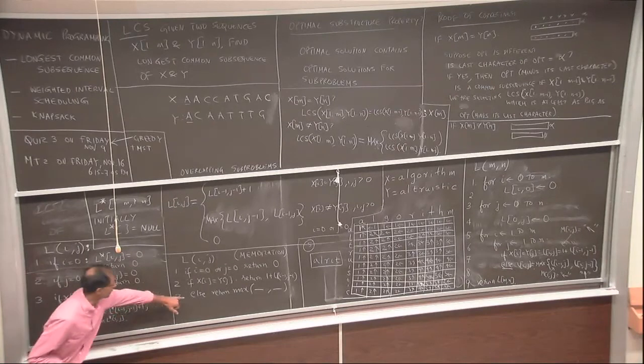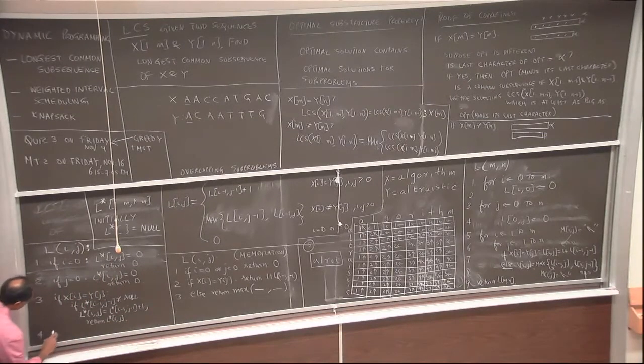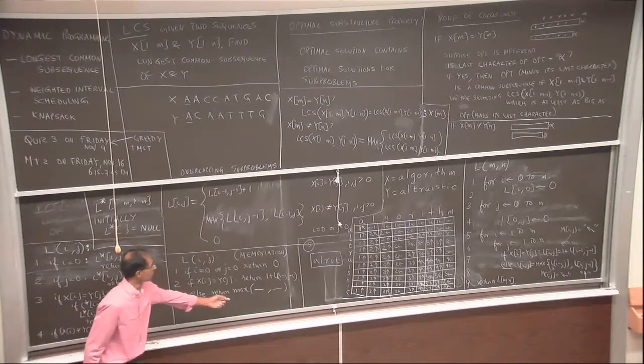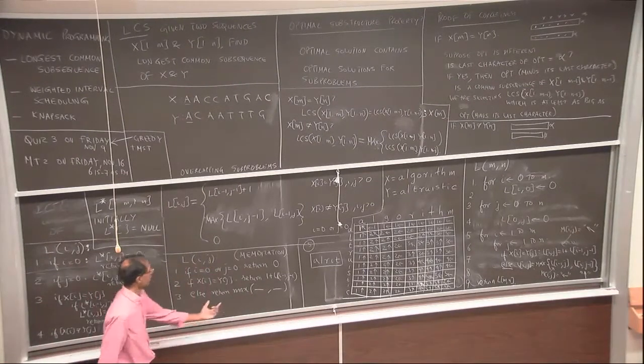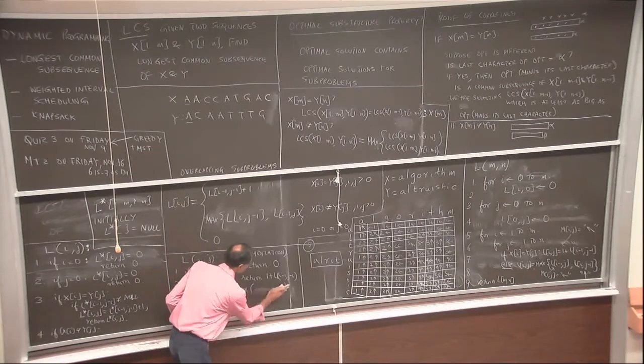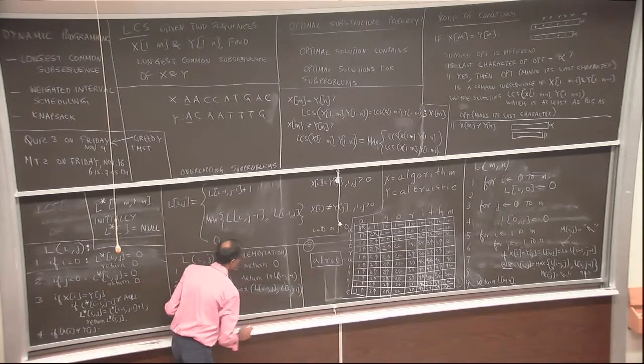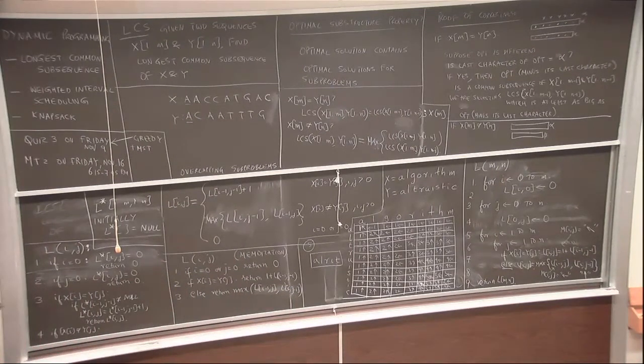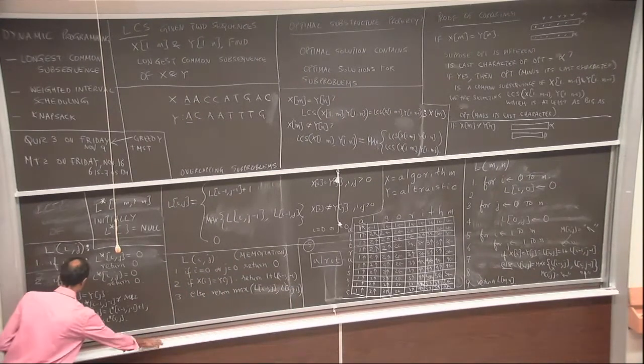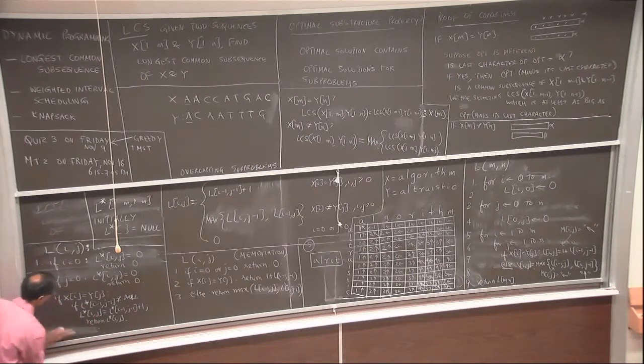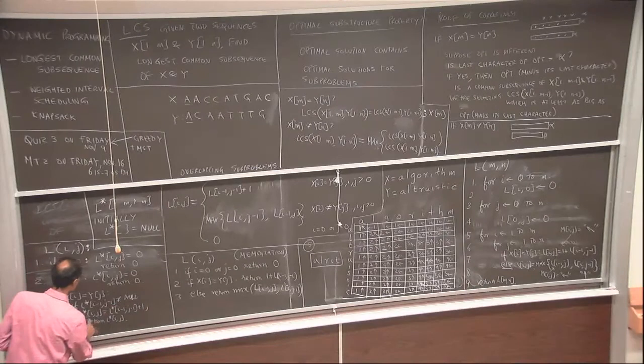And you do exactly the same thing here. If xi is not equal to yj, then you look at, remember what were these two quantities? These two quantities were L(i-1, j) and L(i, j-1). Let me finish this. So if L star (i-1, j-1) is not equal to null, then you change L star ij, return L star ij.